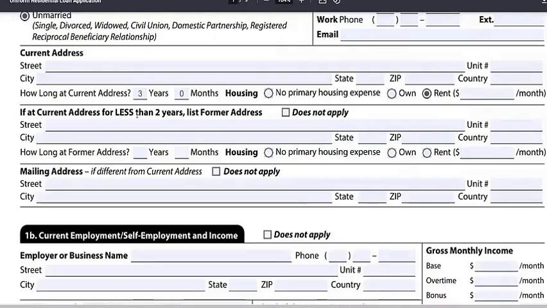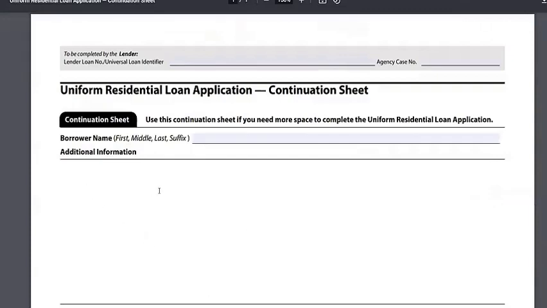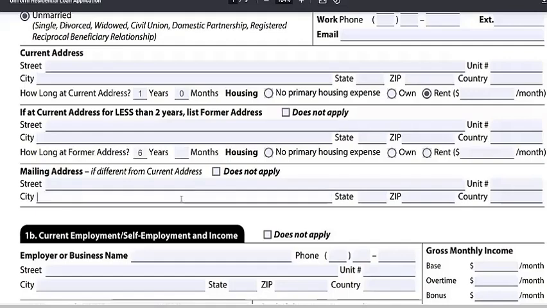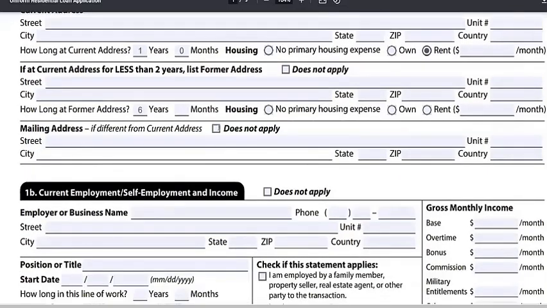Now if the current address is less than 2 years, obviously they are going to tell us in a similar way how many years they are living there. And again, if they need more space, I mean they are living here for only 1 year and 6 months, they can use the continuation sheet, and they are going to tell us how long they lived in the other homes. Then mailing address: if it does not apply, they can simply skip it; if it applies, they need to write the mailing address here.